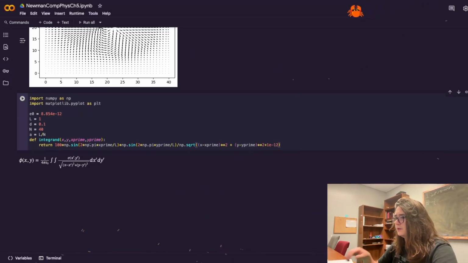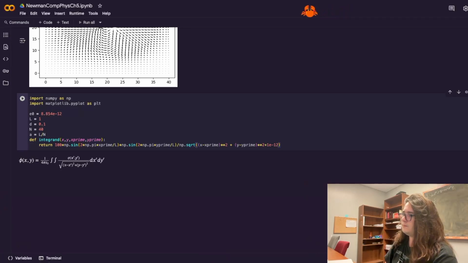So 1e minus 12. That way, if we end up at a singularity point where x happens to be equal to x prime, and also y equals y prime, then there's still something in the denominator, and we're not dividing by 0, we're just dividing by a really small number, right? So that's that.